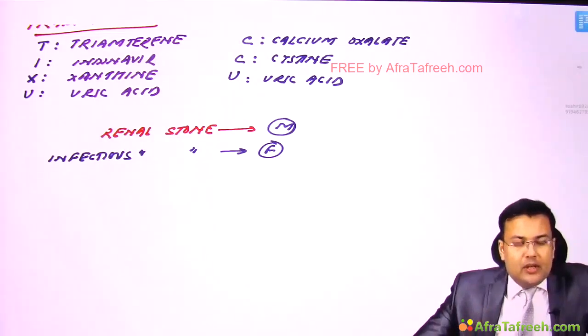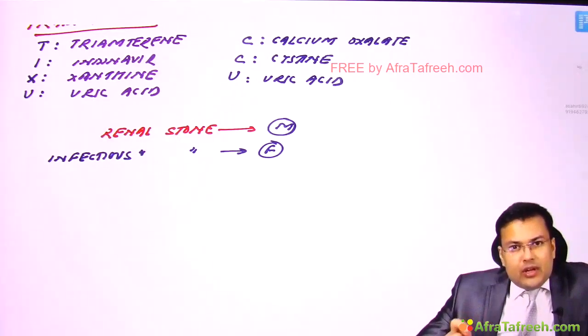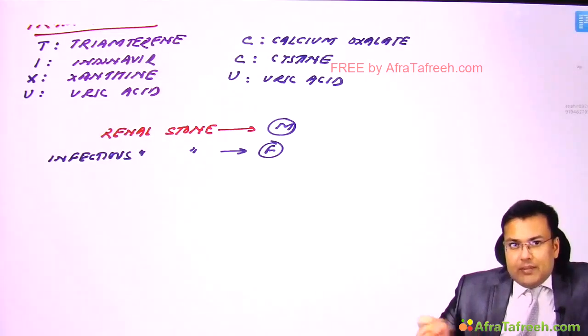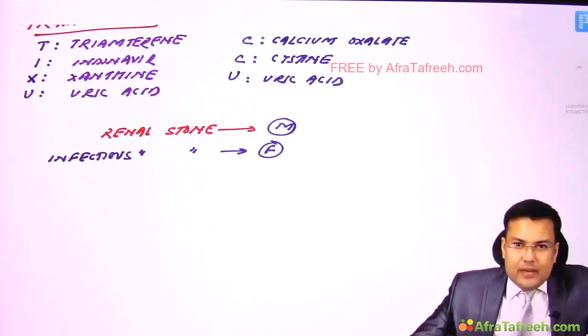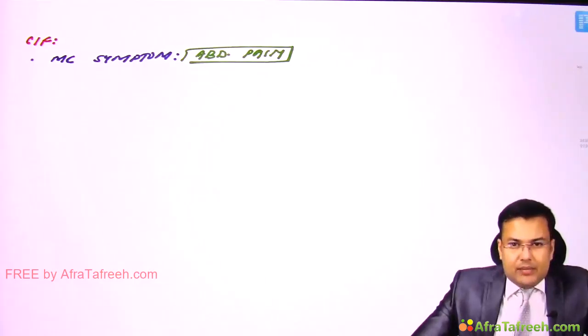Two points. Third, the location of the stone is going to decide the radiation of pain. Where the pain is going to radiate depends on the location. So see the clinical features. First, what's the most common symptom of renal stones? That's abdominal pain. It can be colicky or non-colicky, and radiation depends on the location.